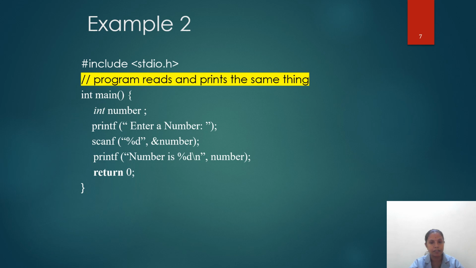The ampersand symbol gives the address of the variable, and the percentage gives the control string for the number. You get the value from the user and print the number as you got it from the user. Return the value 0, which is an integer data type. This is one more program to get the value from the user and print the number.